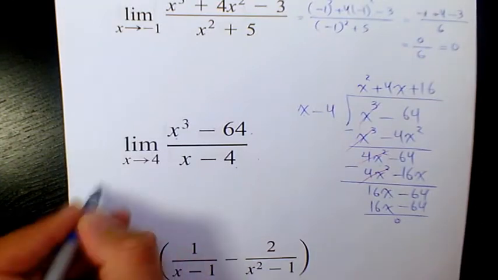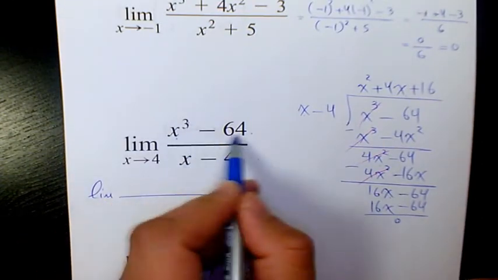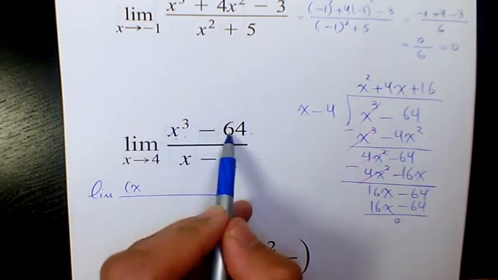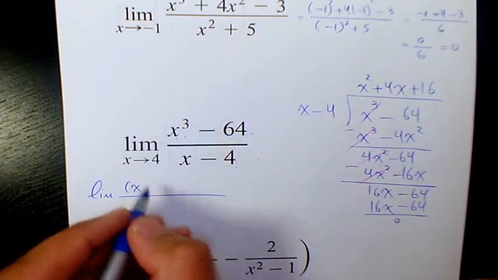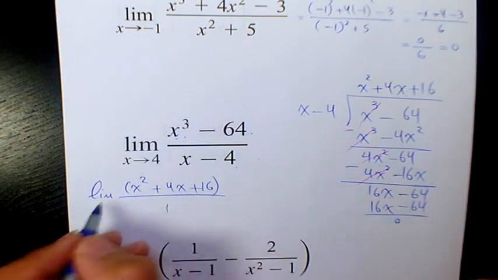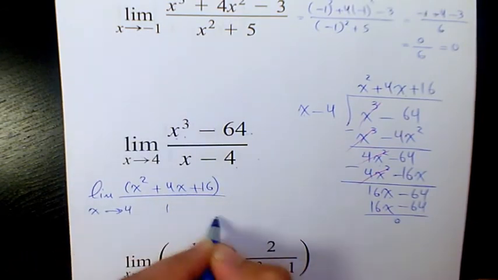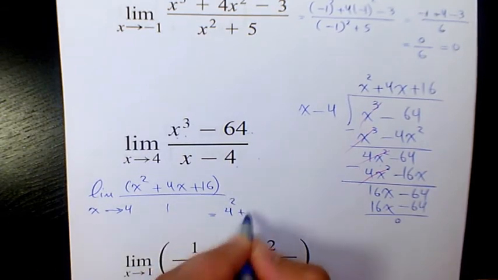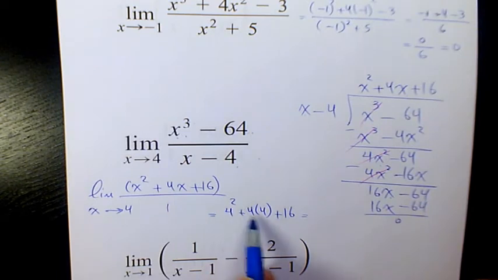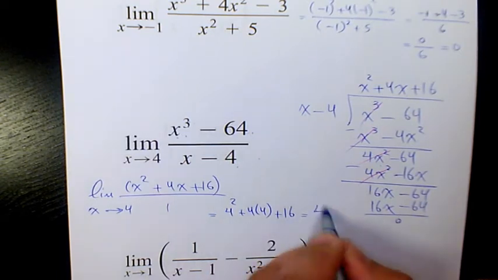So, instead of x cubed minus 64 divided by x minus 4, I can write x squared plus 4x plus 16 divided by 1 when x approaches 4. So it's going to be 4 squared plus 4 times 4 plus 16. That's going to be 16 plus 16 plus 16, which is 48. Next one.